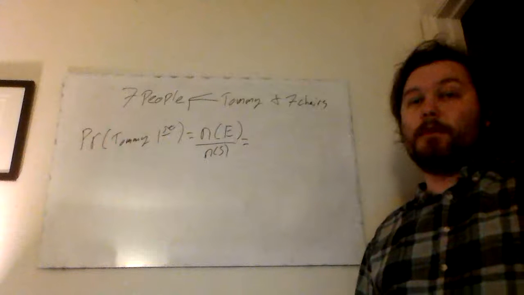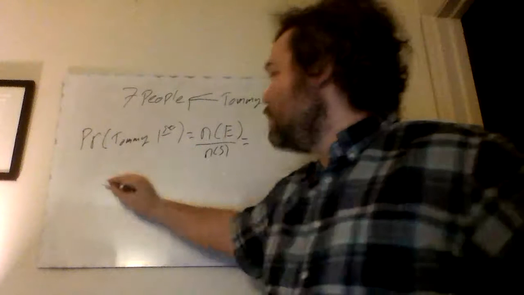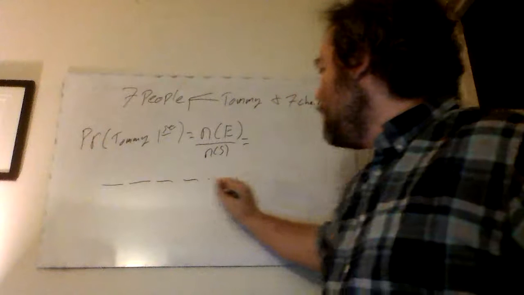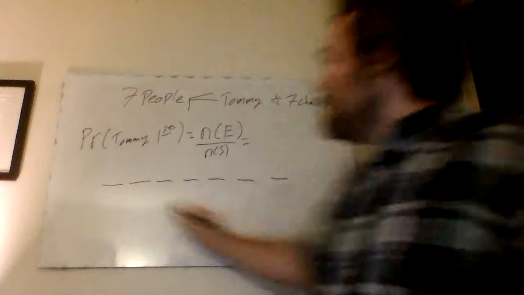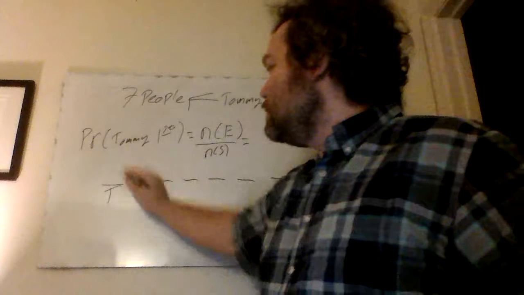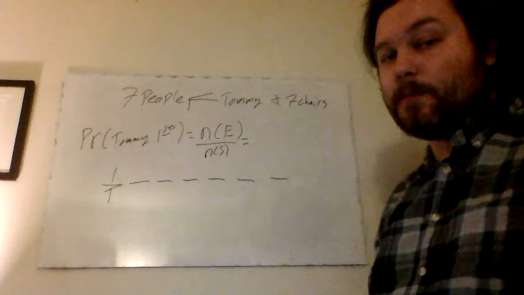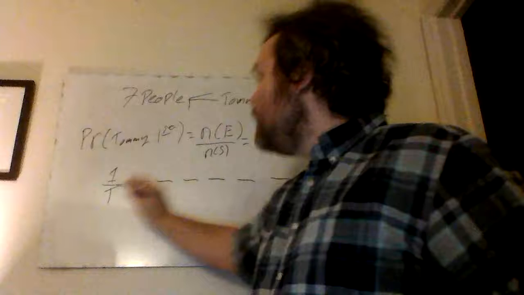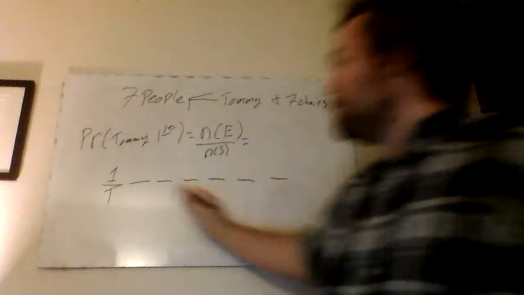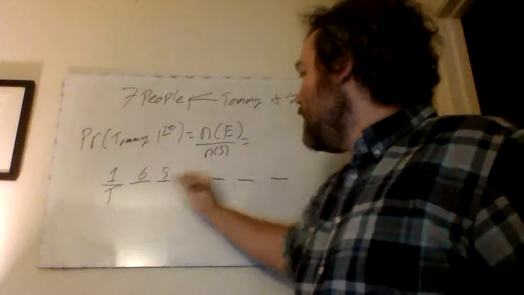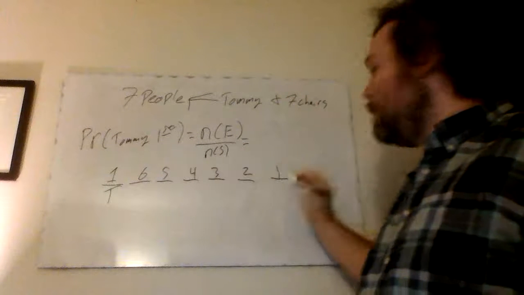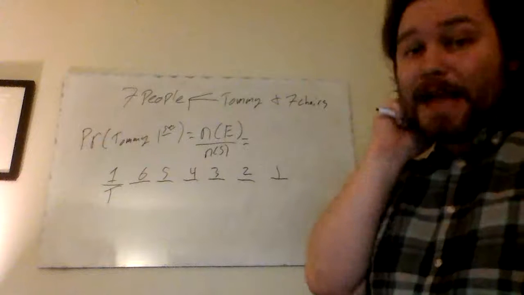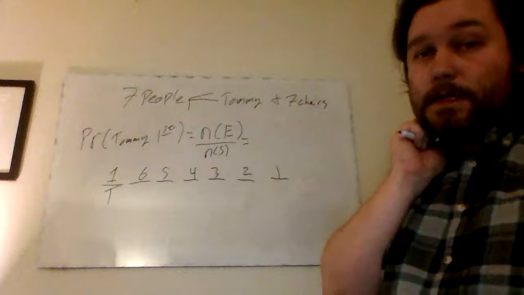with Tommy being first. So let me draw a picture. 1, 2, 3, 4, 5, 6, 7. Tommy's first, so I only have one choice there. But then I have 6 other people: 6, 5, 4, 3, 2, 1. So that's how many ways Tommy could be in the first seat.